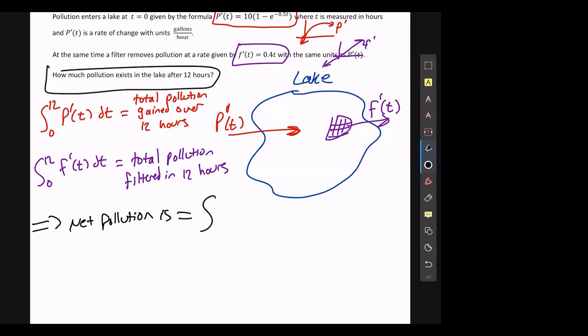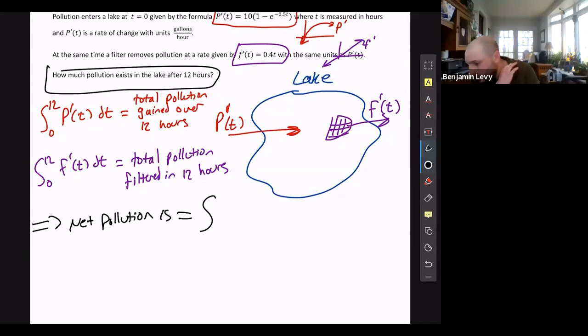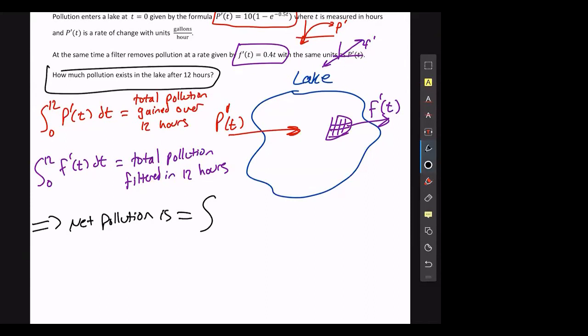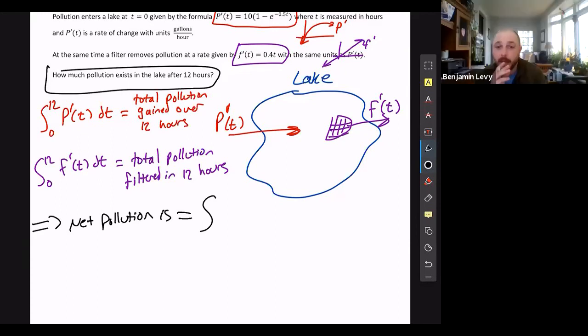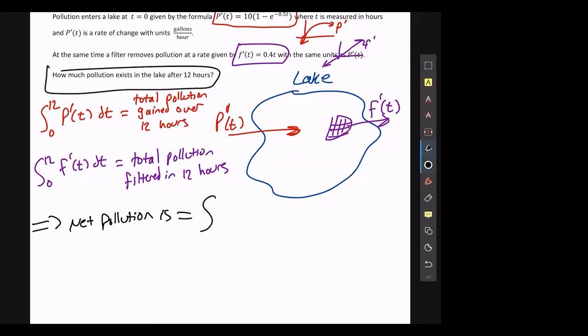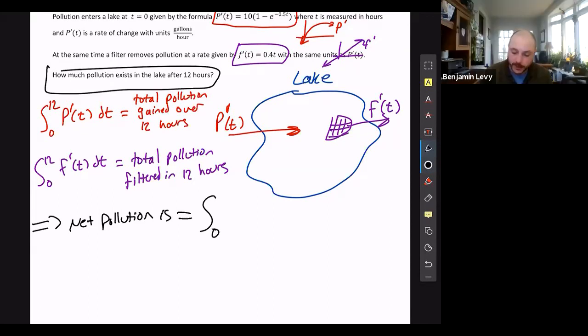So would it be you integrate P of T and then F of T? I'm sorry, you cut out for a second. Integrate P and then what? And then subtract, well, integrate F, but subtract it from P. Yeah, I think you said that correctly. So you want to do the total pollution and then subtract off the filtering. And so it would be from 0 to 12 of P prime minus F prime.